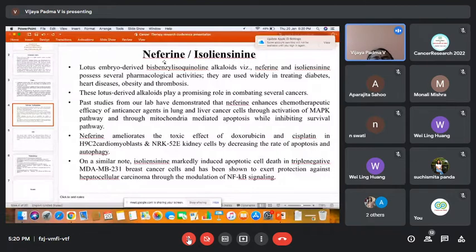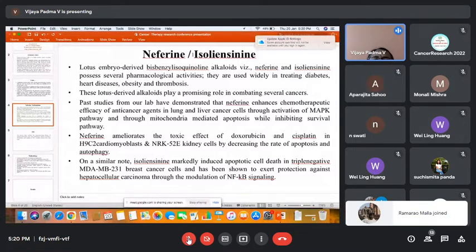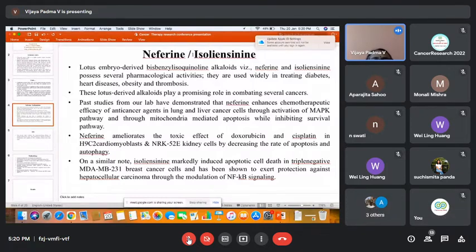So we have chosen these alkaloids. Neferine and isoliensinine are bisbenzylisoquinoline alkaloids derived from the lotus. Nelumbo nucifera is its scientific name, commonly known as lotus. These alkaloids are derived from the lotus embryo. We have isolated them from lotus embryo. This has already been reported, even in our lab, with doxorubicin. This is a study where today we are going to discuss the cisplatin resistance.